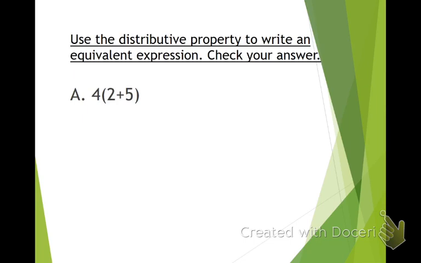Go ahead and write these instructions down for me. Use the distributive property to write an equivalent expression. Check your answer. The first example, A, says 4 times 2 plus 5. Now, if you look at the instructions, it doesn't ask me to solve it or to evaluate it. What it asks me to do is to write an equivalent expression.